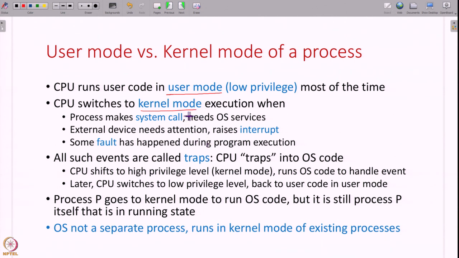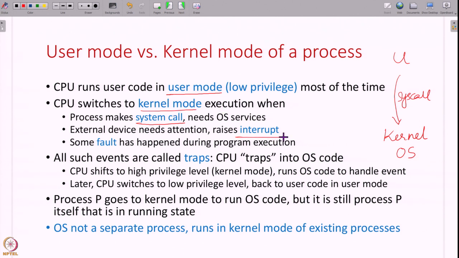It happens in mainly three scenarios. One is when the process makes a system call. The user code says, please read this data from disk, or please write this to the monitor, display this on the monitor, right? Access to hardware is a privileged operation that the user program cannot do directly. Therefore, in such cases, a system call is made by the user process. So, when a user process makes a system call, the CPU jumps into kernel code or runs the operating system code, right. So, this is called kernel mode execution.